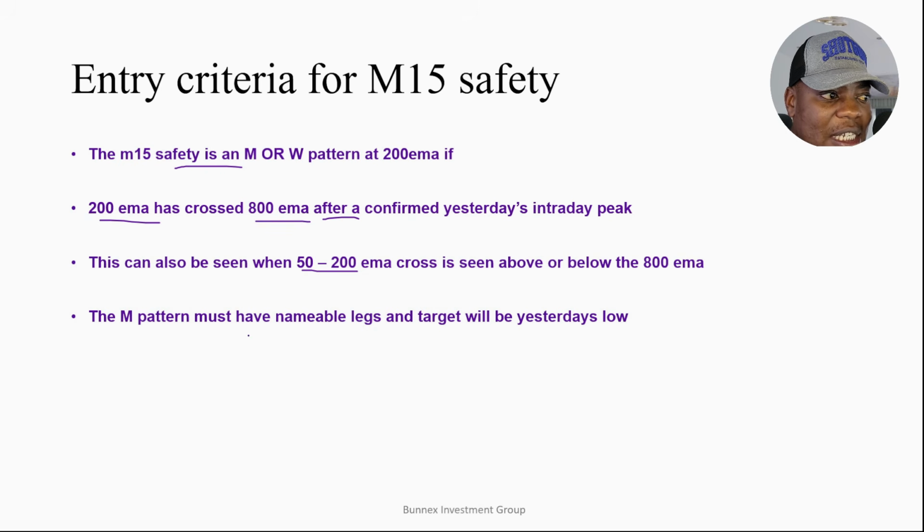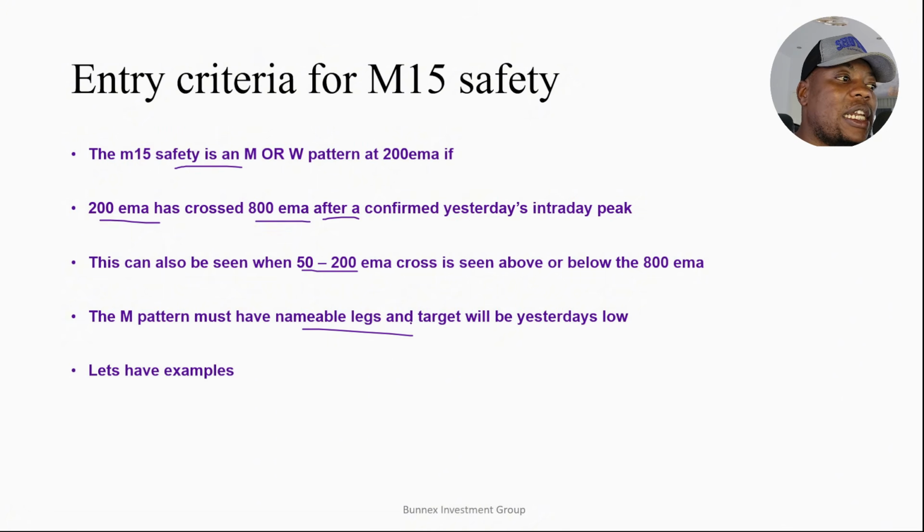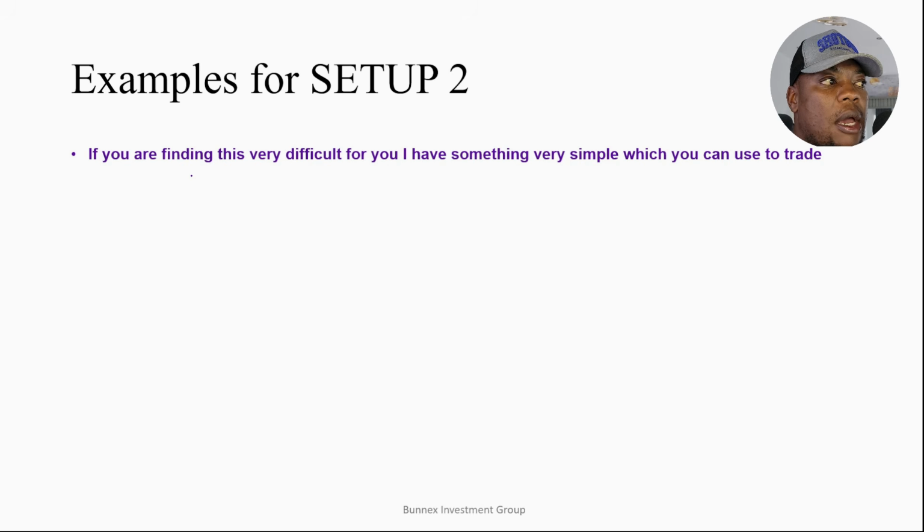So the M pattern must have nameable legs, and target will be at yesterday's low, right? You need to exit at yesterday's low. As I've said, the Trump era won't tolerate you to stay long. That is why you must not swing trade in these particular times. Let's have examples.